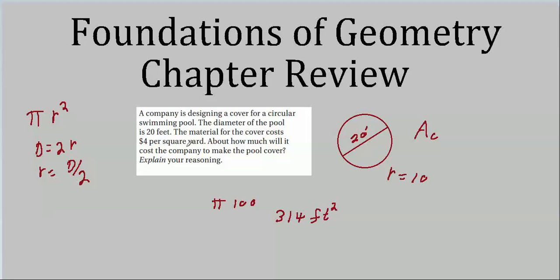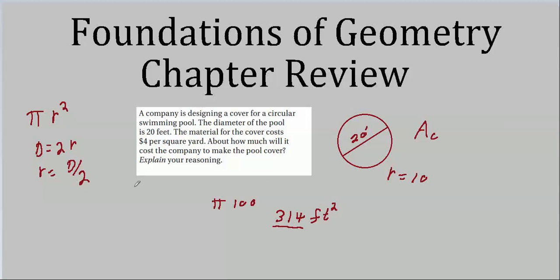Uh-oh. We did all this in feet, but we needed this in yards. How many square feet in a square yard? Remember that? It's 3 squared, or 9. So first we're going to have to divide this by 9, aren't we? To get this into square yards. Or, suppose we didn't do that. There's another way we could do it. If it's $4 per square yard, then it would be 4 divided by 9 per square foot.